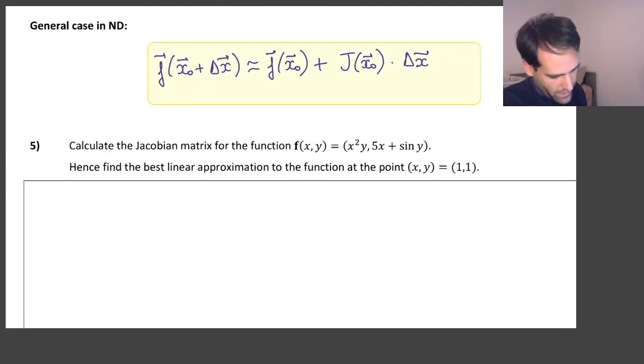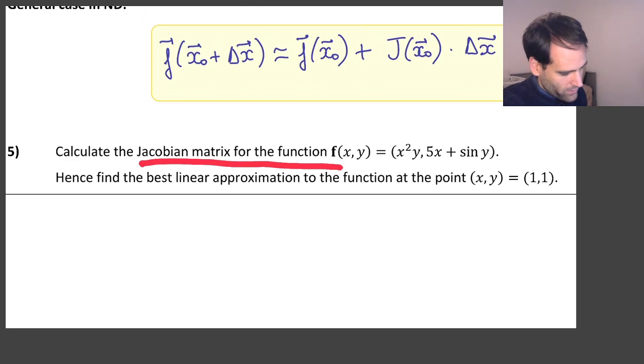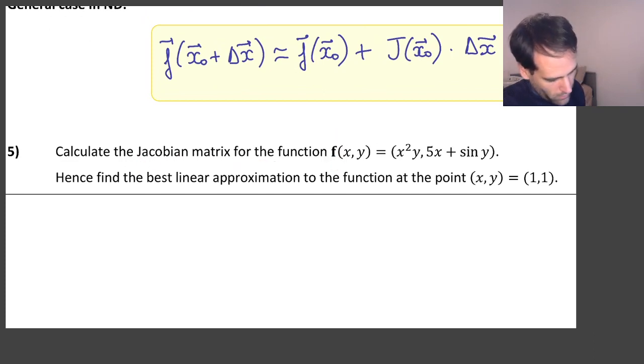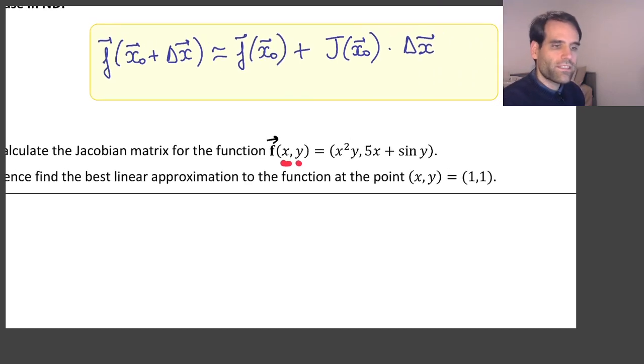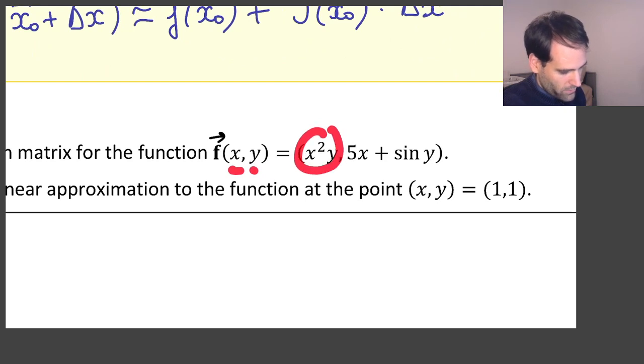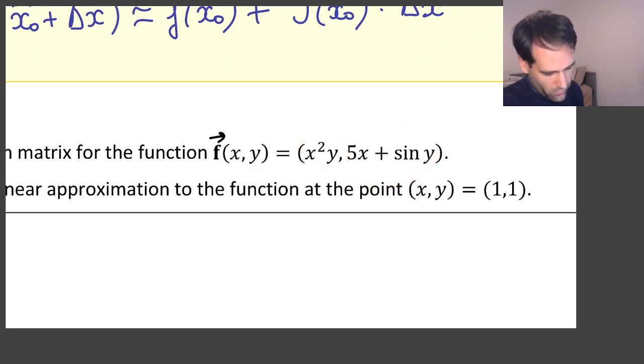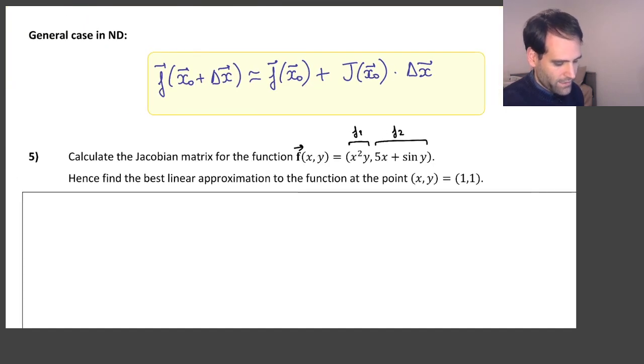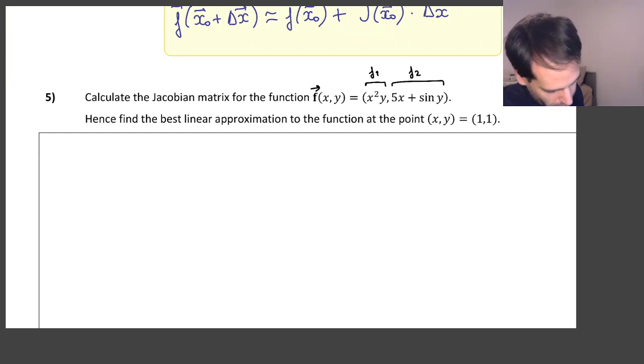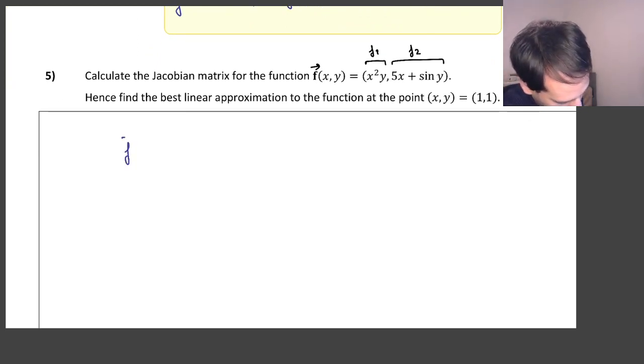Problem 5 here is saying calculate the Jacobian matrix for the function, and notice that this is a vector. It's in bold. It's a vector that depends on two variables, and this vector has two components. The first component is here and the second component is here, so this is what we would call f1 and this is what we would call f2. So the first part of the question says calculate the Jacobian matrix. How do we calculate it? Our function f is a vector which is equal to x squared y and 5x plus sine y.